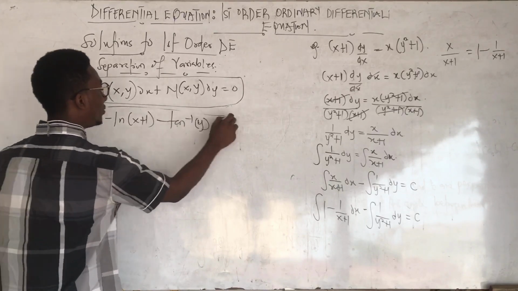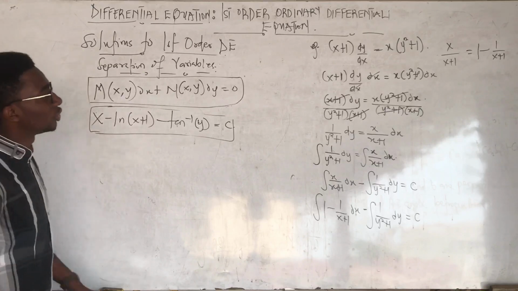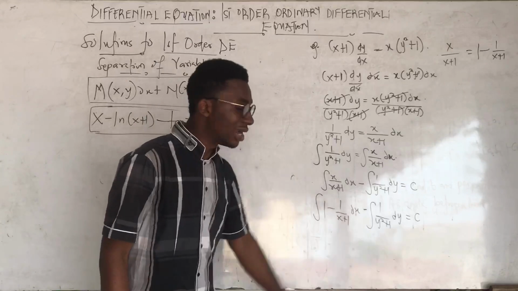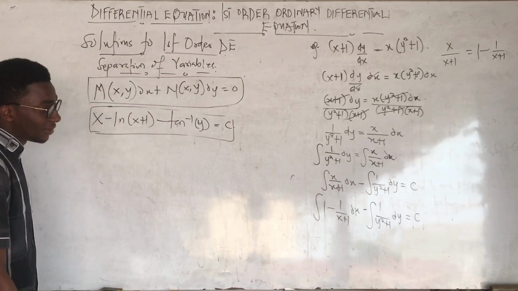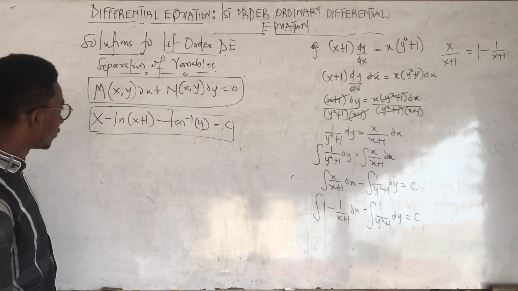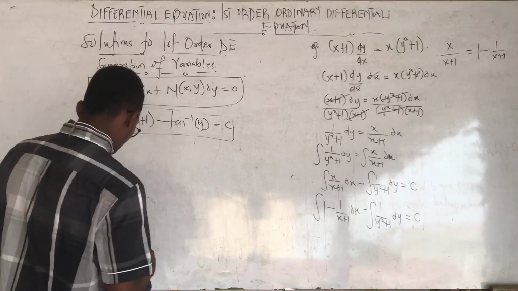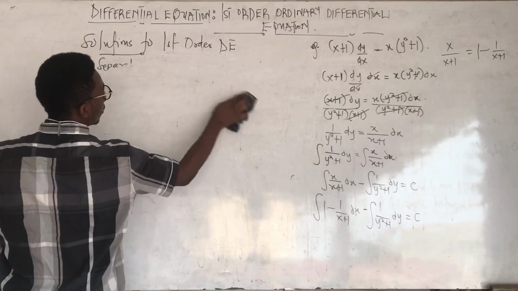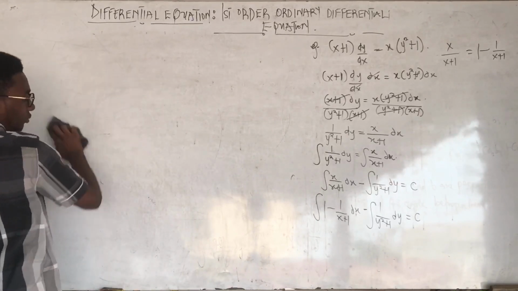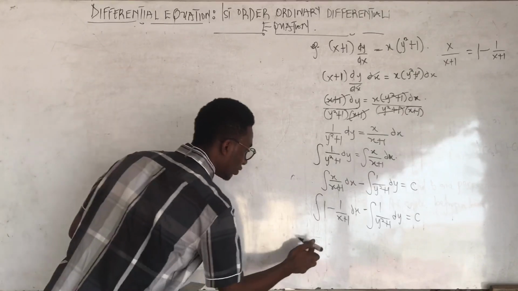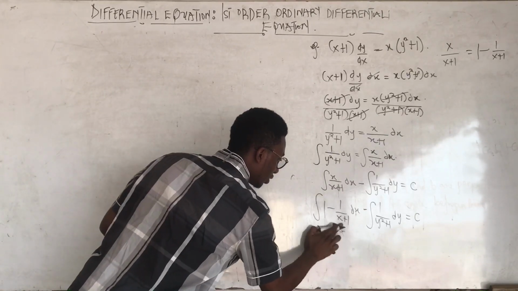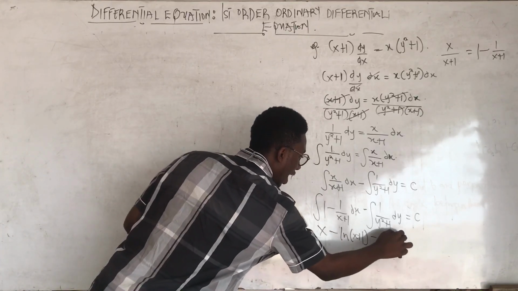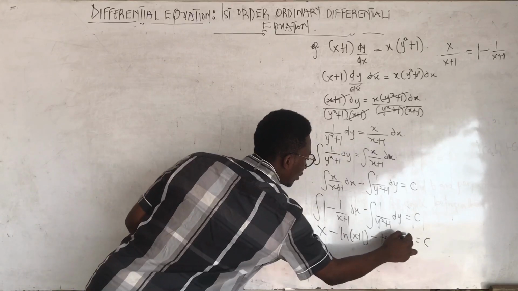And that is equal to c. So now this becomes your general solution for this particular differential equation. You've been able to get rid of our dy and our dx by our integral factors. Alright, let's take one more example. So let me just put the answer here: x minus ln of x plus 1 minus tan inverse of y is equal to c.